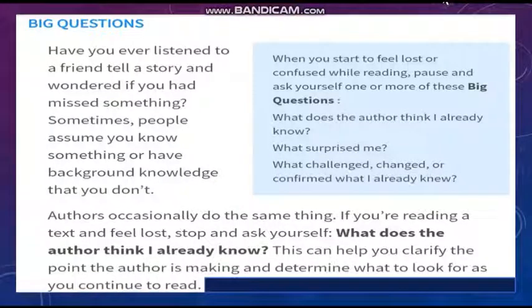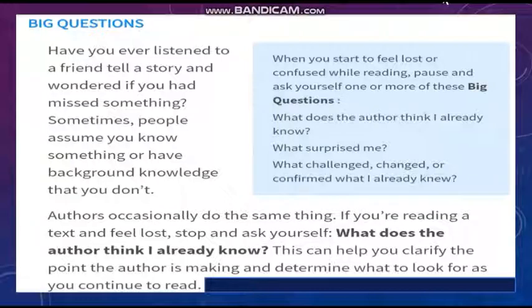The third signpost: big questions. Have you ever listened to a friend tell a story and wondered if you had missed something? Sometimes people assume you know something or have background knowledge that you don't. Authors occasionally do the same thing. If you are reading a text and feel lost, stop and ask yourself, what does the author think I already know? When you feel that you missed something or did not understand, you have to stop and think and try to work out what the author thinks you already know.